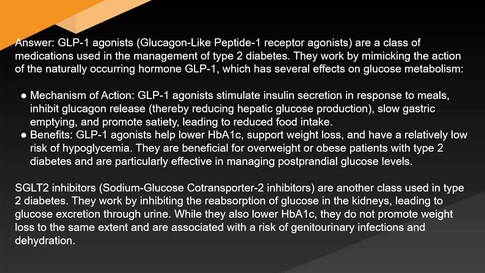SGLT2 inhibitors. Sodium glucose cotransporter 2 inhibitors are another class used in type 2 diabetes. They work by inhibiting the reabsorption of glucose in the kidneys, leading to glucose excretion through urine. While they also lower HbA1c, they do not promote weight loss to the same extent and are associated with a risk of genitourinary infections and dehydration.